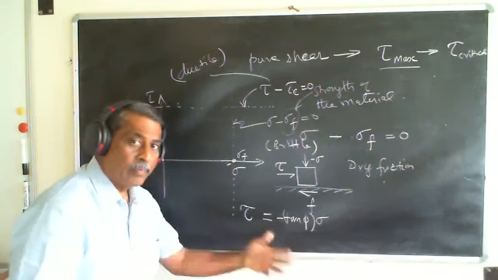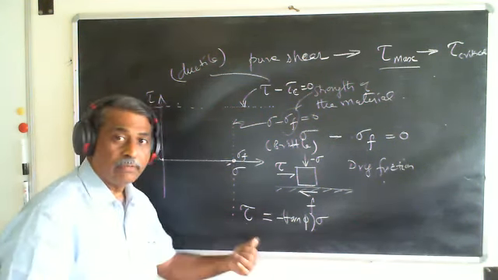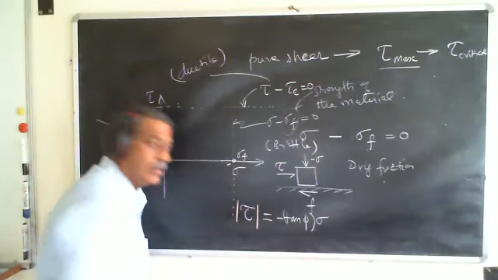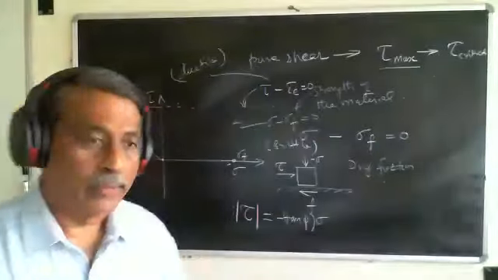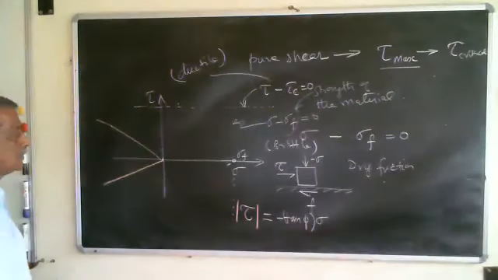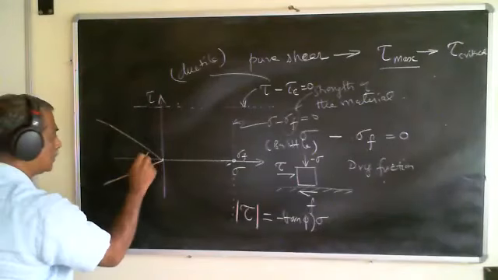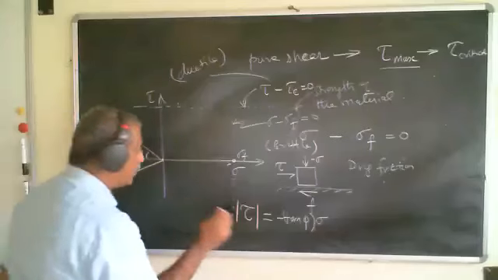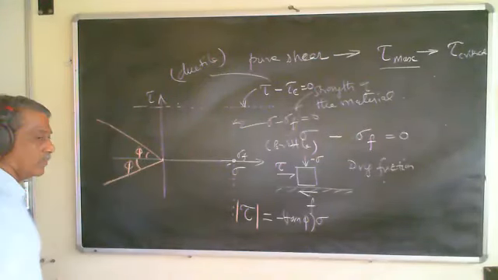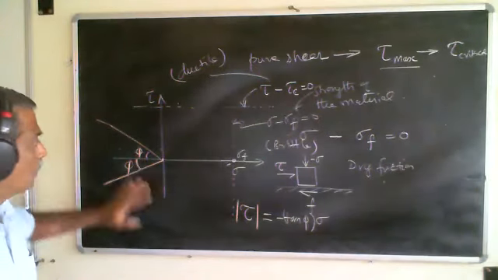Now the question is: does it matter if the tau is positive or negative? The answer is no, and therefore I'll introduce an absolute value over here. If I introduce the absolute value, it is going to become something like this, both at positive and negative. This is phi, this is phi. This is the angle of friction.